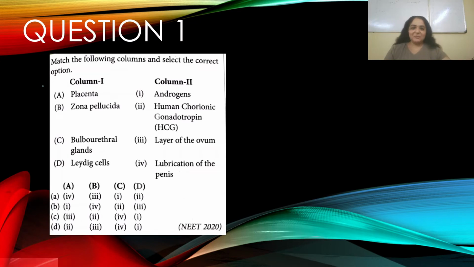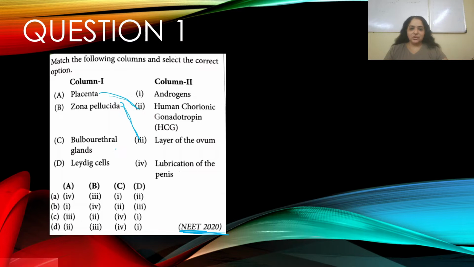Okay, so question number 1. Match the following columns and select the correct option. Okay, and this appeared in NEET 2020. It's pretty recent. So you have column 1 and column 2 to match them. Let's match them then. Placenta, androgens, HCG, layer of the ovum, lubrication of the penis. So placenta secretes HCG. Okay. Zona pellucida is the layer of the ovum. You should know that by now.